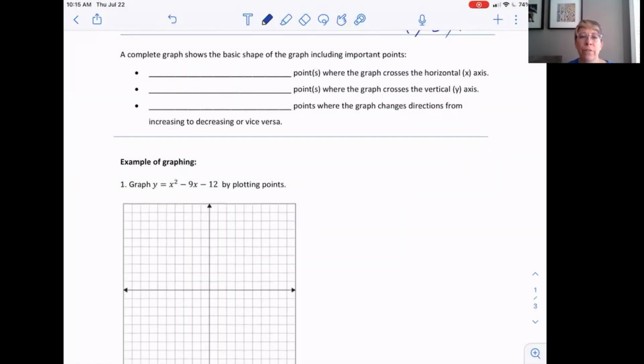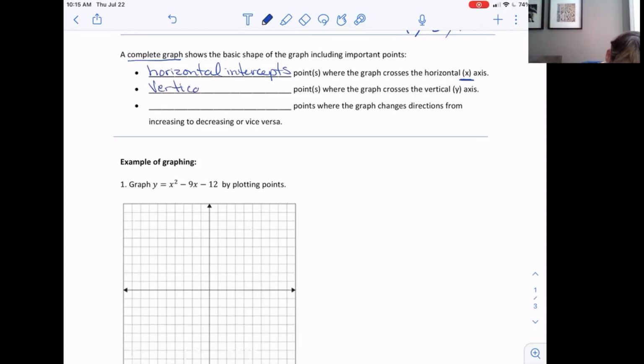So when you're graphing functions, we want what's called a complete graph. So it shows not only the basic shape of the graph, but it has to include certain important points. First of all, we want the horizontal intercepts. Those are the points where the graph crosses the horizontal axis. We've always called them x-intercepts, but again, we may not be using x. So whatever crosses that horizontal axis.